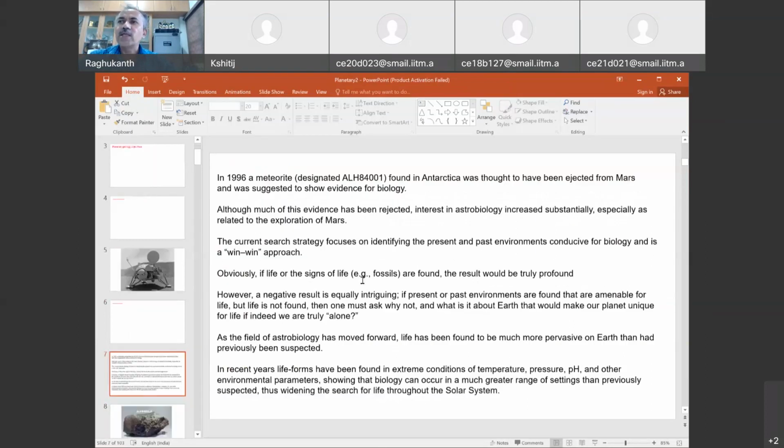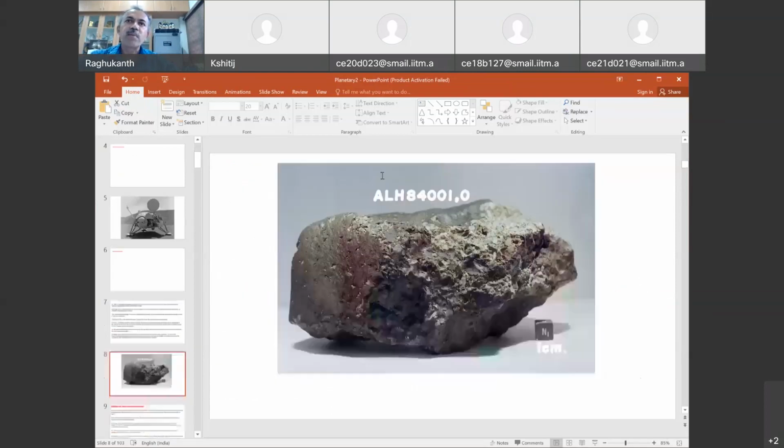I just wanted to say here that astrobiology became very much of interest in 1996. In 1996 there was one meteorite, named ALH 84001. This is that meteorite. It was discovered in Antarctica.